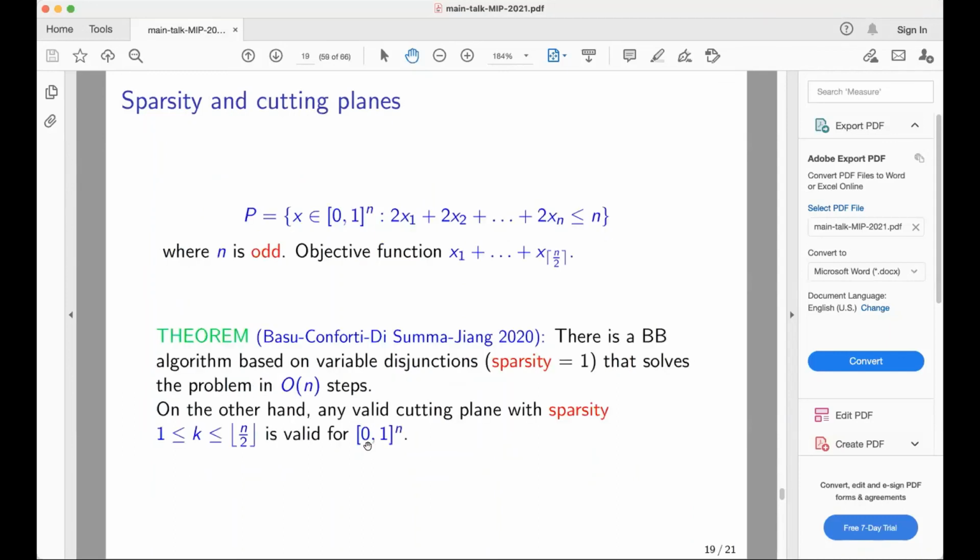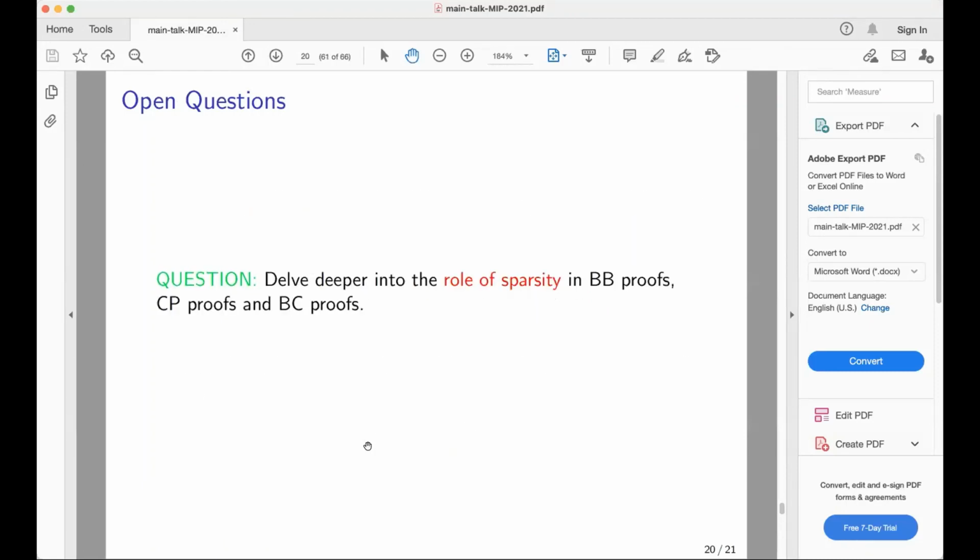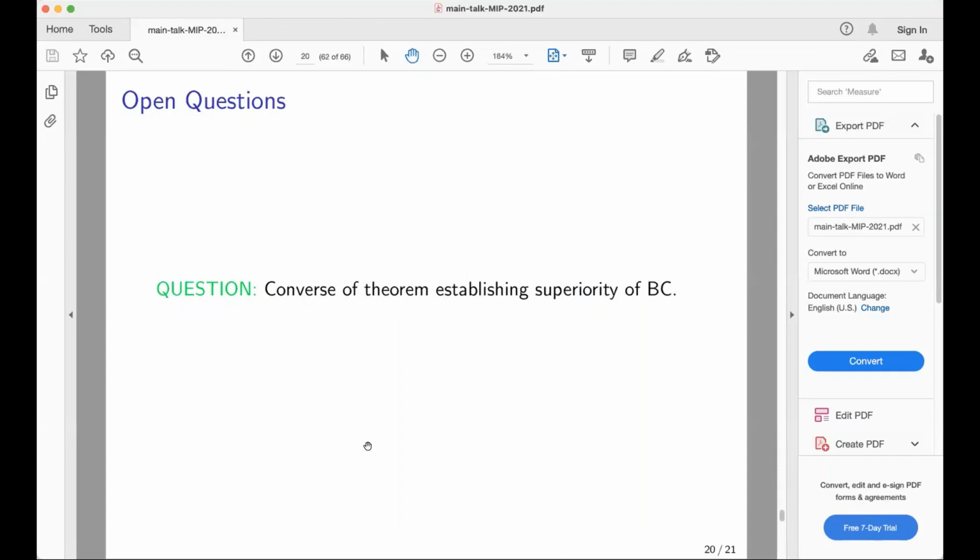What is the trade-off? Okay, so let me just skip all of this. And there are some questions, like I said, it would be nice to understand the role of sparsity a lot more. We have some initial results, but I think there's a lot more to be done.